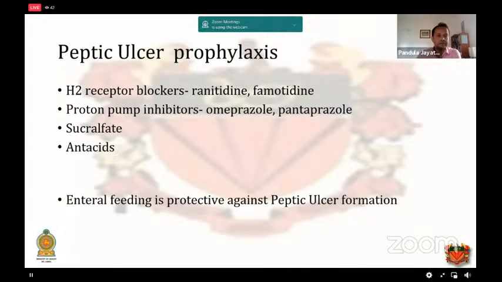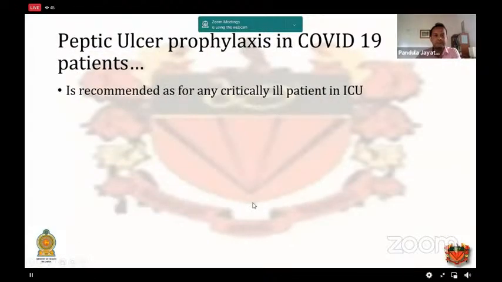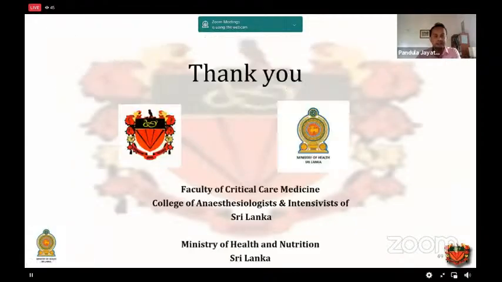So what we are going to do is routinely give peptic ulcer prophylaxis. We start with H2 receptor blockers such as ranitidine, famotidine, and at times, for patients at risk, proton pump inhibitors like omeprazole, pantoprazole, and other drugs available would be sucralfate as well as antacids. And also, as I have mentioned earlier, enteral feeding is protective against peptic ulcer formation. So all patients with COVID-19 are administered peptic ulcer prophylaxis.